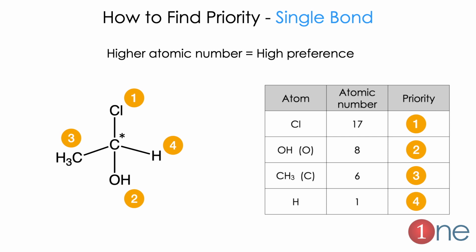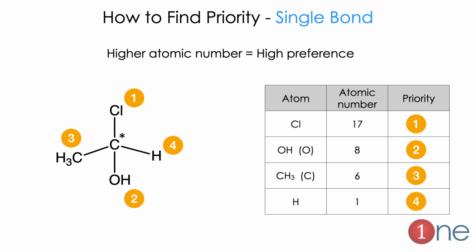So what we have to do is find the atomic number of the connected atoms, then we find the priority. According to this, chlorine will have the highest atomic number, which is 17, and the alcohol group comes next, which is 8, then the methyl carbon is 6, and hydrogen is 1, everyone knows. So the priority order goes to chlorine 1st, the alcoholic group 2nd, methyl 3rd, and hydrogen 4th. This is how you find the priority.